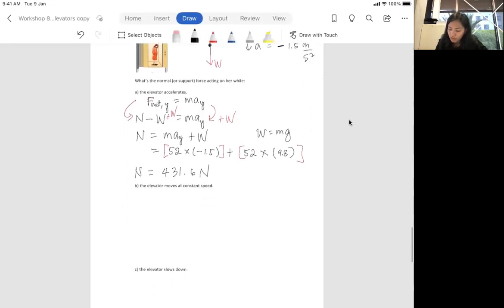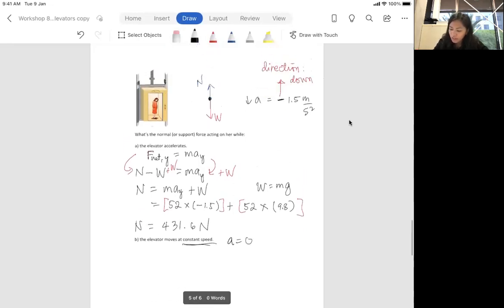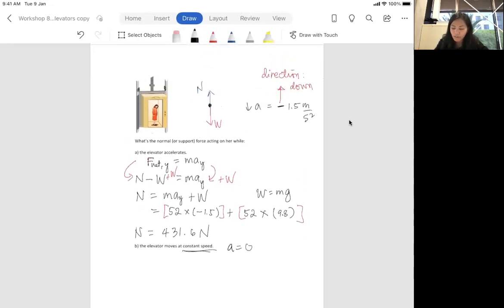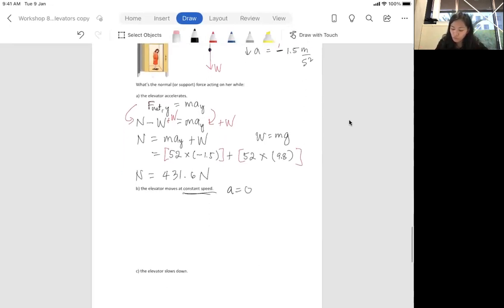Right. So the next question, the elevator moves at constant speed. So acceleration is equal to 0. Looking at your free body diagram, you only have the normal force and the weight force there. Since the acceleration is equal to 0, the upward force should cancel out the downward force. And here, you know that the normal force should be equal to the weight force.